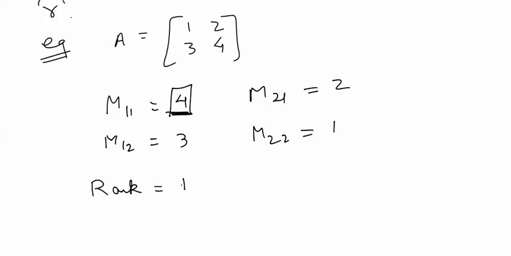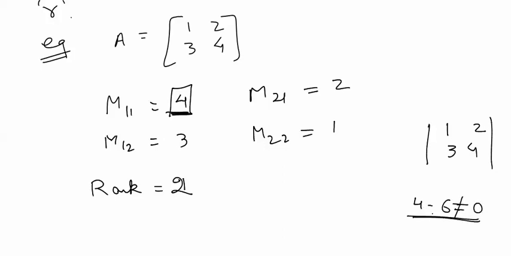Now see, this matrix is something like 1 2 3 4. Now you find the determinant of this, that is 4 minus 6, which is not 0. If the determinant is not 0, that means the rank is equal to 2.